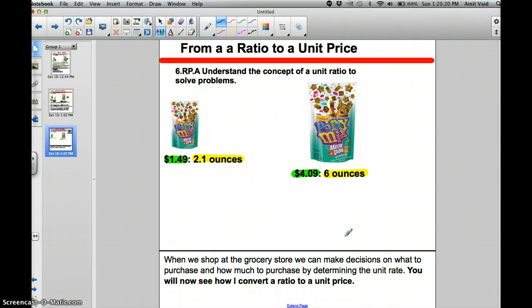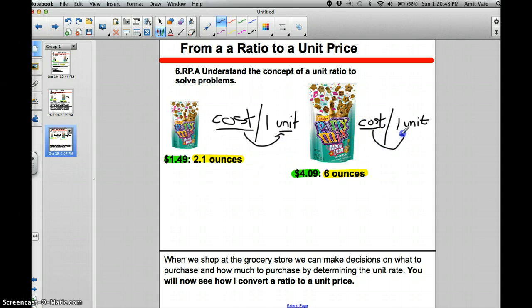The reason is this: we are trying to determine cost per 1 unit or amount. In both cases, we're trying to calculate the cost per 1 unit. The reason we call this a unit price is because we're trying to compare the relationship of cost to 1 unit. Cost to 1 unit. When converting to unit price, you're always going to take the amount of the product and convert it to 1.